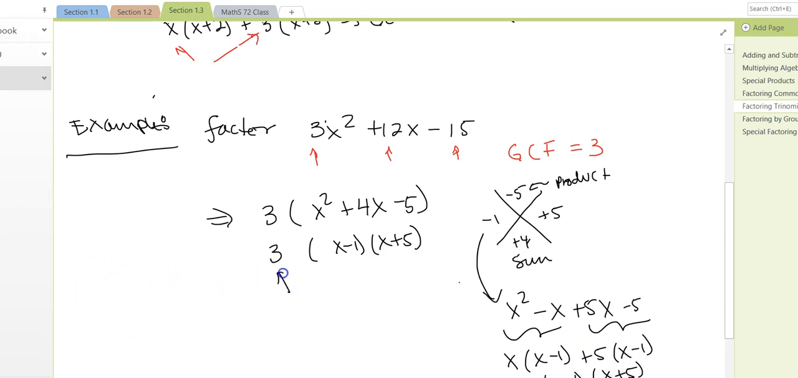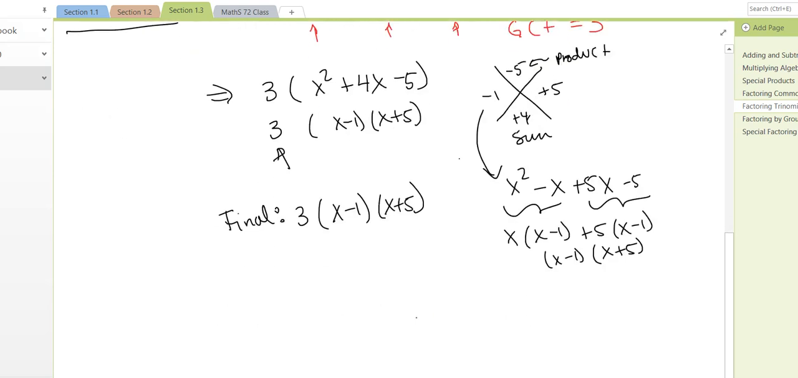Just don't forget about the original GCF that we pulled outside. So our final answer will be 3, the original GCF, times x minus 1 times x plus 5. And so let's try now something when a is not equal to 1. And so let's try to factor 3x squared minus 16x plus 5.